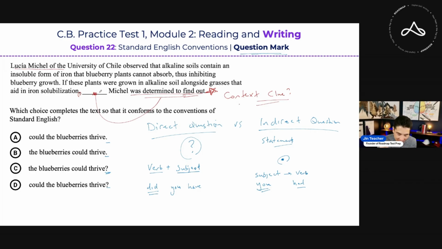Okay? So Michael was determined to find out, right? That implies that he doesn't know. It also implies that he wants to find the answer to something. Well, what does he want to find the answer to? He wants to find the answer to a question, right? So we know that this underlined blank is going to be a direct question, right? So we can immediately get rid of the periods, as statements. And now, if we look at it, it says the blueberries could thrive, right? Or do we say, could the blueberries thrive? And then you say, Michael was determined to find out. He was determined to find out if they could thrive, right?